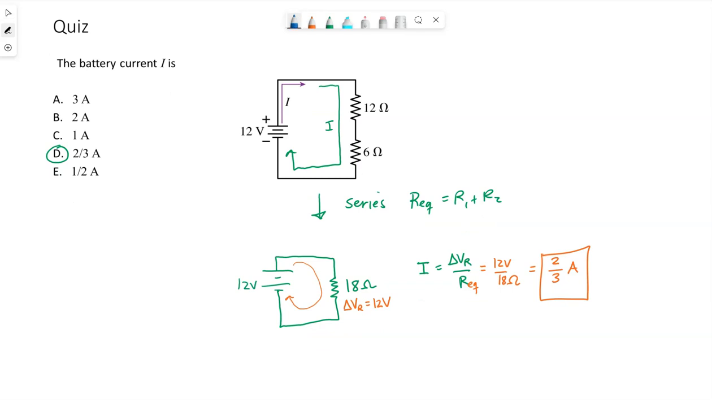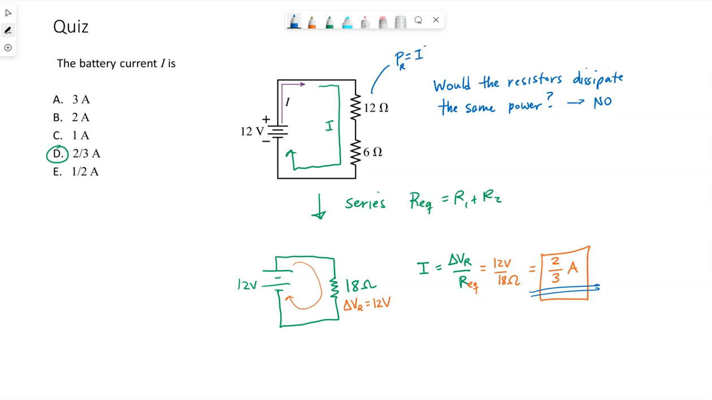Even though this question isn't asked, let me ask it. Would these resistors dissipate the same power? So if they were light bulbs, for example, would they be equally bright? And the answer is no. And that's because they do have the same current flowing through them, but they have different resistor values.